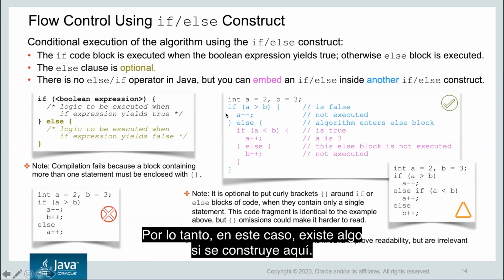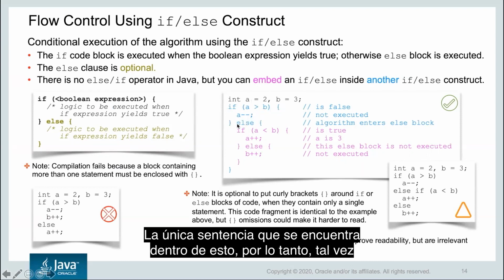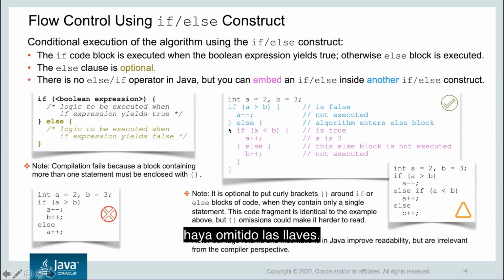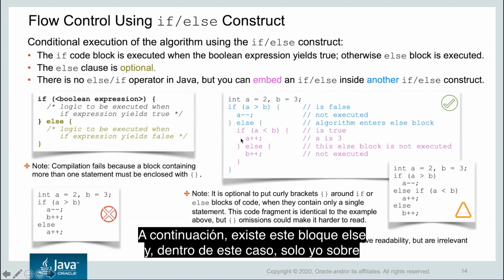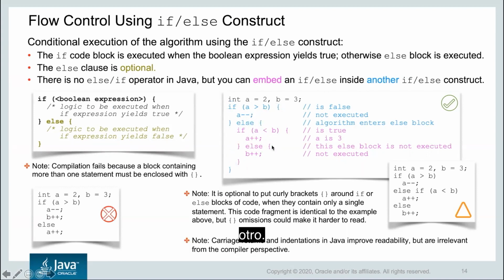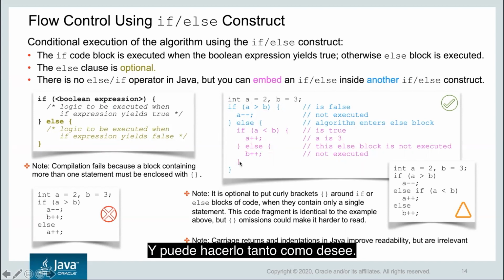So in this particular case, there's some single statement inside this if. Then if you add an else, then there's this else block, and inside this else, I just embed another else. And you can do that as much as you like.